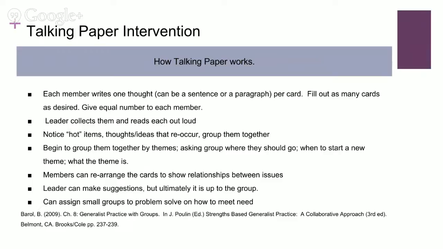Talking paper intervention. How talking paper works. Each member writes one thought, can be a sentence or a paragraph per card. Fill out as many cards as is desired. Give equal number to each member. Leader collects them and reads each out loud. Notice hot items, thoughts, ideas that reoccur, group them together.